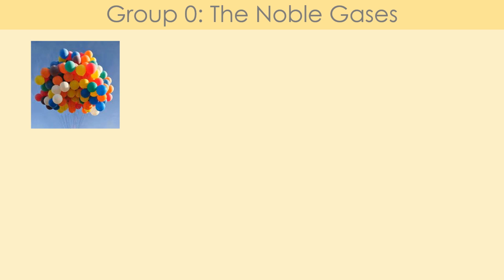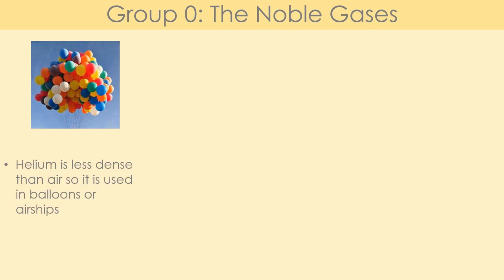Now, as we look at them, they have some uses. The most common one you probably know of is helium. And we've got some balloons there that have been filled with helium, and they have risen up. You'll know if you have a helium balloon, if you let go of it, it flies off into the air. Now, that is because helium is less dense than air. So it is used in balloons or airships because it allows them to float in the air.